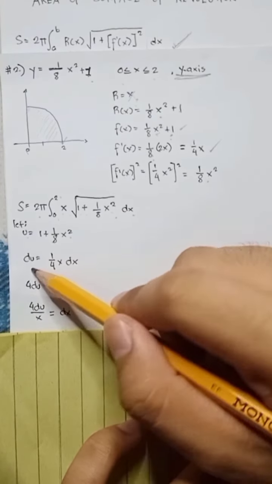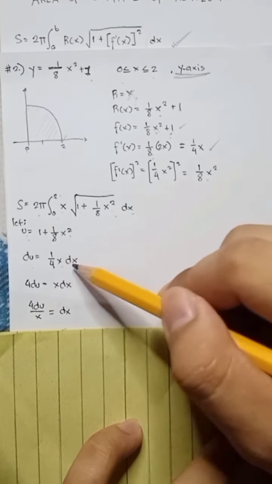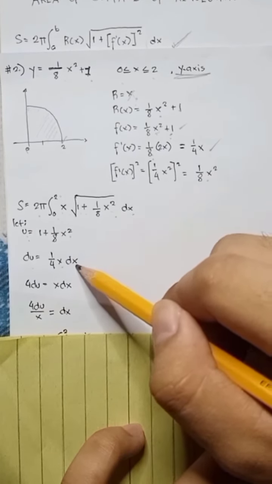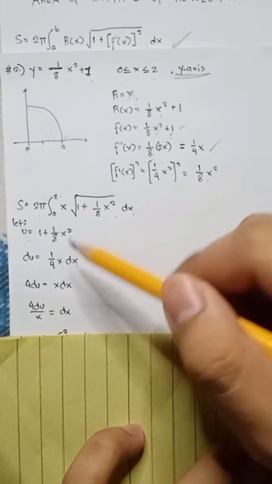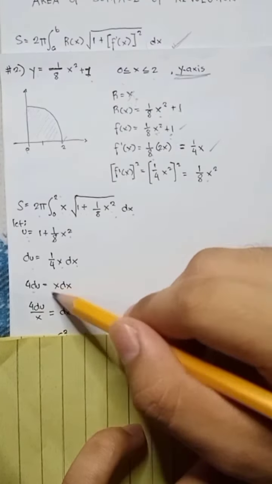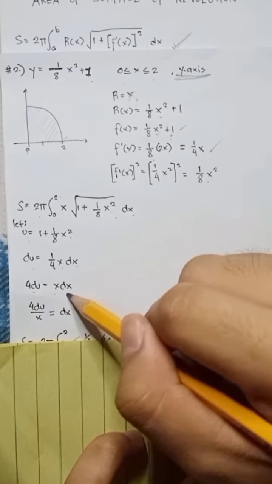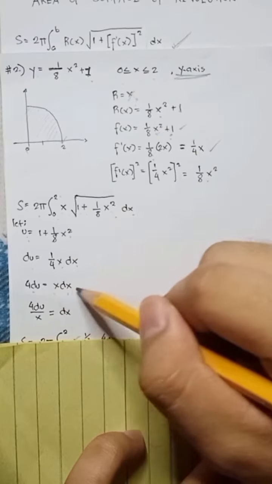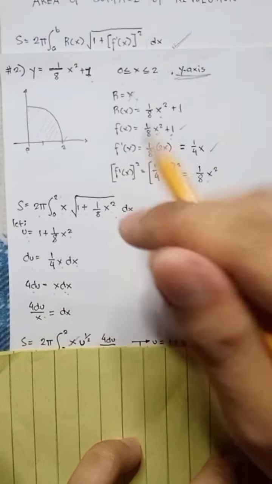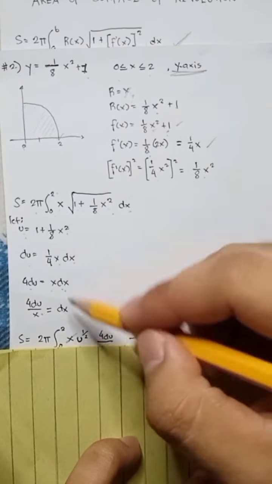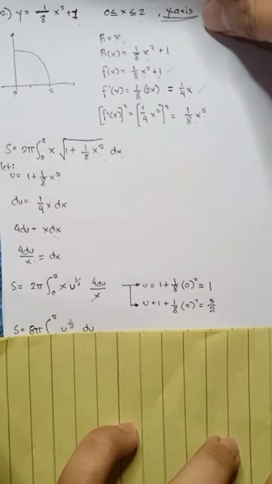Then, yung du natin is derivative ng u equals to 1/4 x times dx. So, if we multiply or divide 4 by both sides, ang mangyayari is 4 du is equals to x dx. Then ulit, pag dinivide ulit natin, makukuha natin yung dx. Pag dinivide natin sa both side ng x, ang makukuha natin is 4 du over x para dun sa dx natin. Okay, so balik tayo dun sa formula natin kanina.